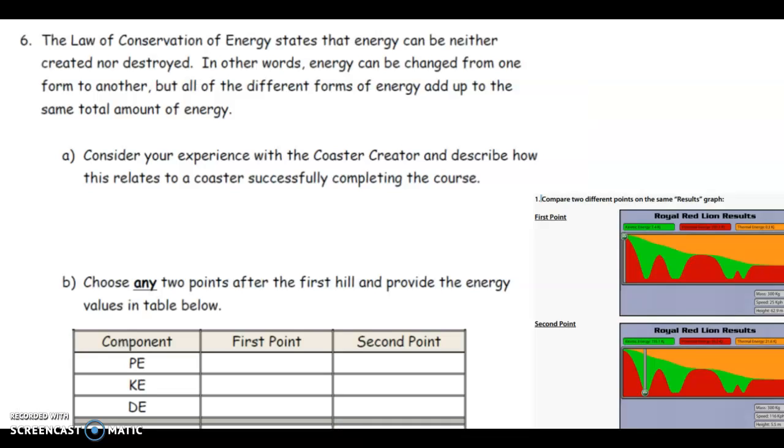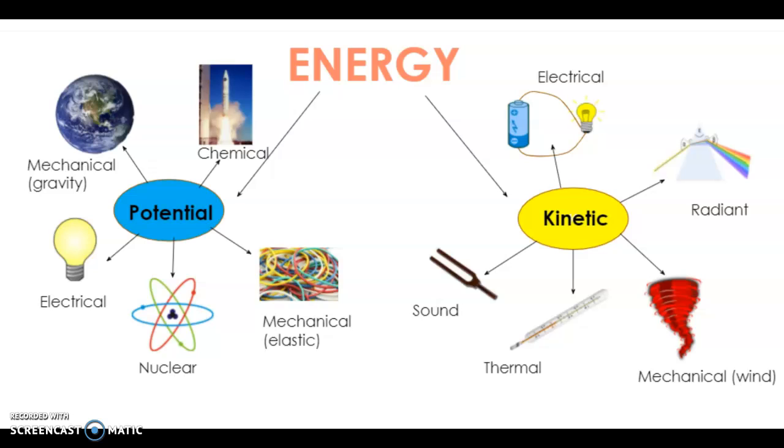Hopefully, whenever you were doing your Coaster Creators for the law of conservation of energy, the last question, you saw that no matter what 2 spots you put your cursor after the first hill, the total potential, dissipated and kinetic energy were equal. And that holds true to the law of conservation of energy. So your 2 values for these 2 spots should have been very, very similar.